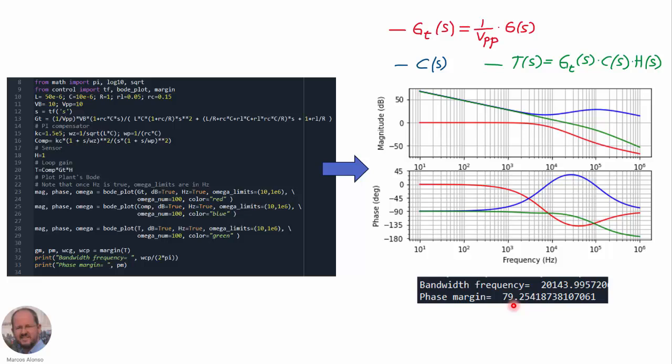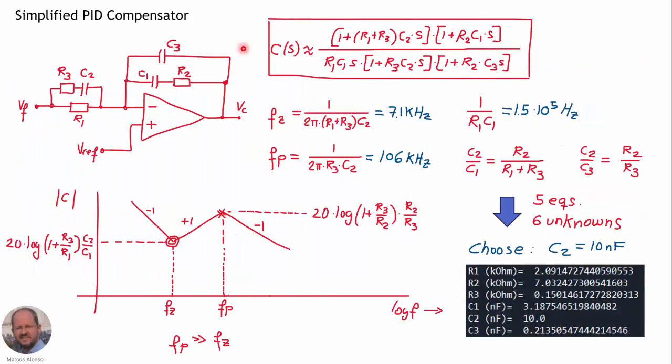So with this PID compensator we are getting a higher bandwidth, 20 kHz in comparison with 5 kHz, and even a better phase margin, 80 degrees in comparison to 45 degrees using the PI compensator. And this is the design of the different elements for the implementation with the operational amplifier.